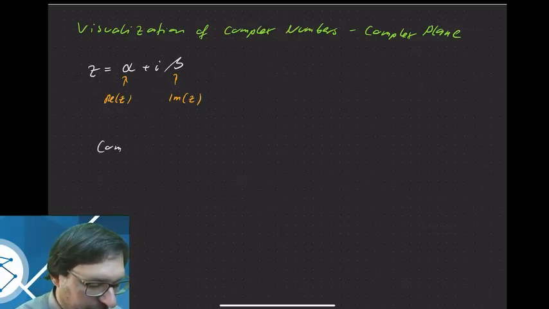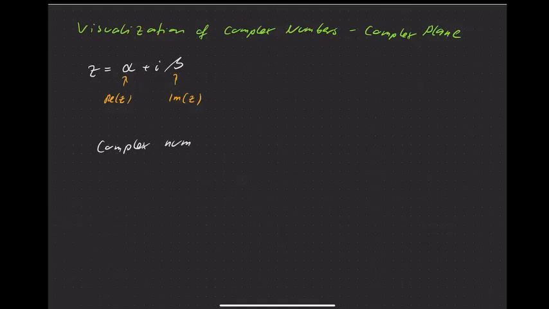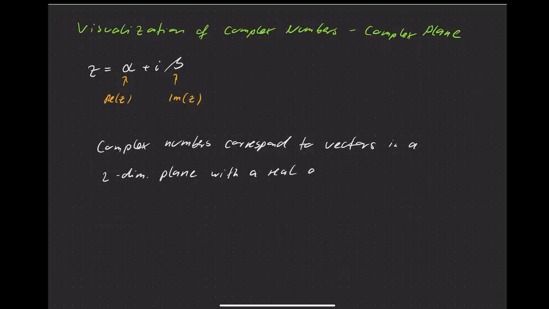All right, so complex numbers correspond to vectors in a two-dimensional plane with a real axis and an imaginary axis. And that's just what we do here.